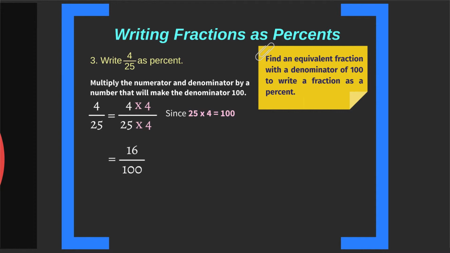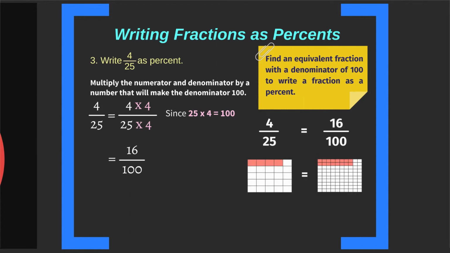4 times 4 is 16, and as we said earlier, 25 times 4 is 100. So the fraction is now 16 over 100. Since the original fraction and the fraction we just got have the same value, we can say that 4 over 25 and 16 over 100 are equivalent fractions. Now we can use the definition of percent we've been using in solving the previous examples. That is, n over 100 is equal to n percent. The value of n is 16. So 4 over 25 is the same as 16%.